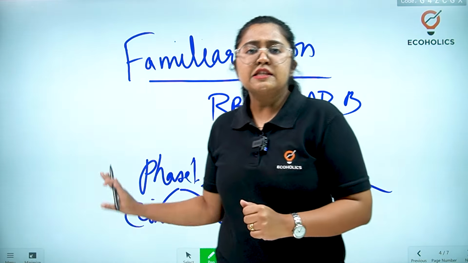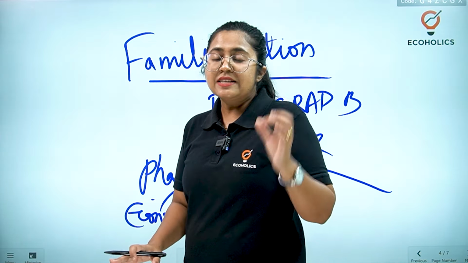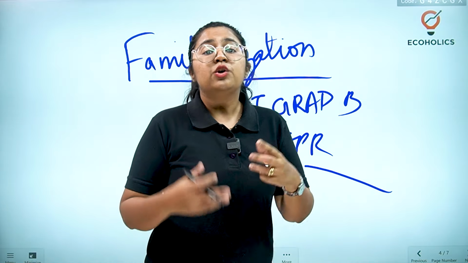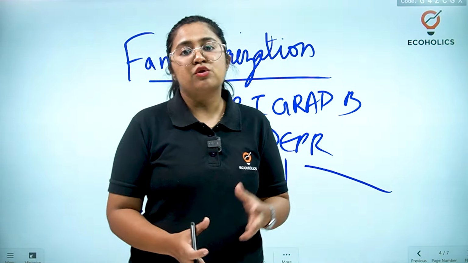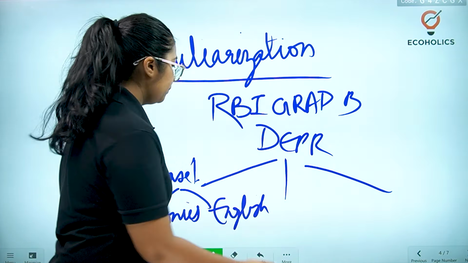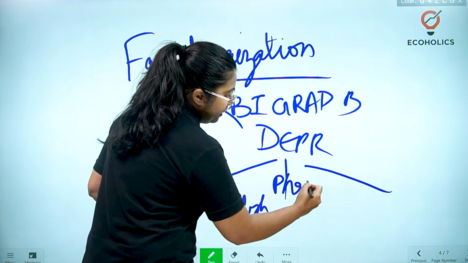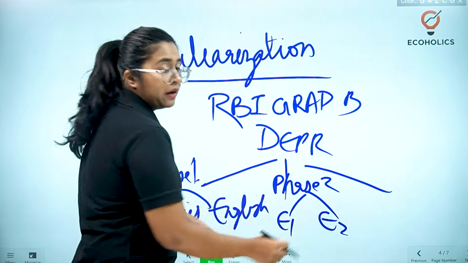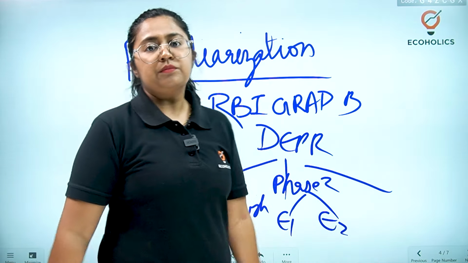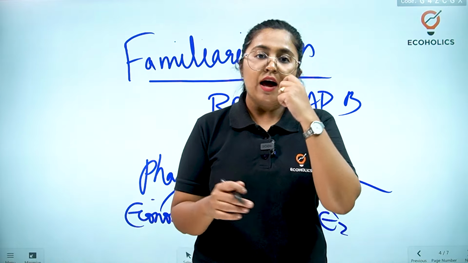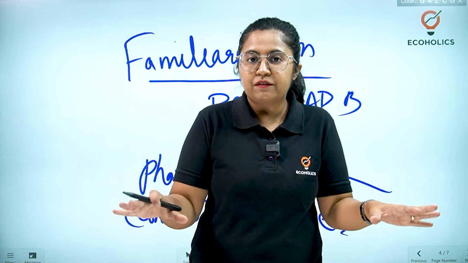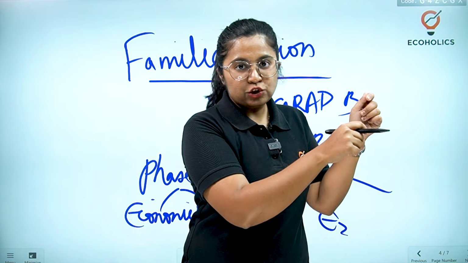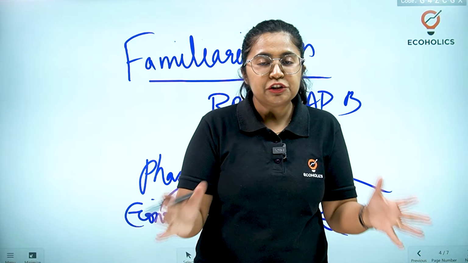Of course, this is phase 1. Once you successfully go to phase 2, you again need to showcase in-depth knowledge of economics. In phase 2, you have again 2 papers, Economics 1 and Economics 2. These are 2 papers of descriptive nature, where the question paper is shown on the screen and you have to write the answers on the sheets.